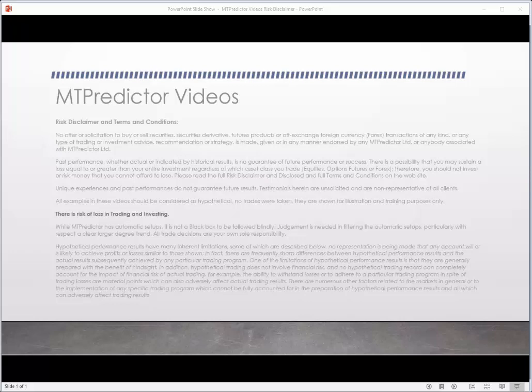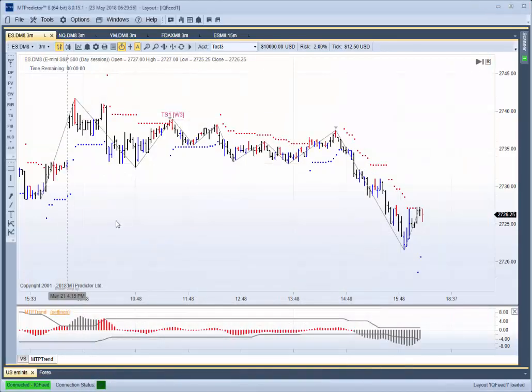But as usual, we start with our risk disclaimer and remind you that all examples in these videos should be considered as hypothetical. No trades are actually taken, they're just shown for illustration and training purposes only. Also remind you there's a risk of loss in trading and investing. Put another way, all professional traders know and understand, but more importantly accept that losses can and will and do unfold. That's an important part to understand. There always will be losses when using any trading approach to the markets.